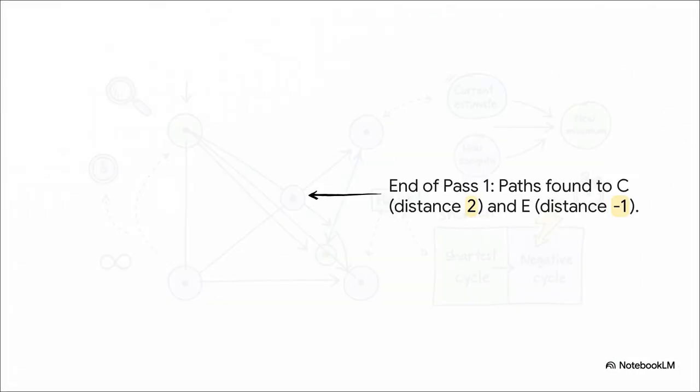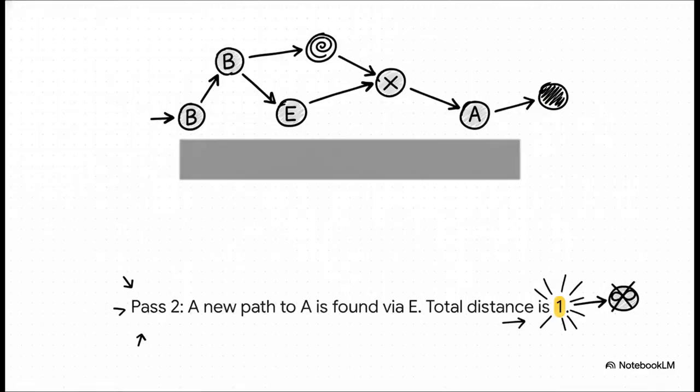Okay, so after the algorithm checks every single edge just one time, that's the end of pass 1. We're already seeing progress. Look at that. It found a path from our start point B to node C with a cost of 2. And even cooler, it found a path to E with that negative weight, so E's distance is now -1. The others are still infinity, but we've made our first connections. Now this is where it starts getting really cool.